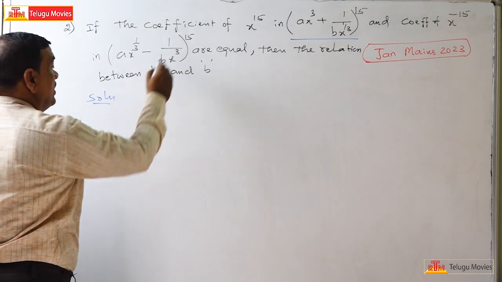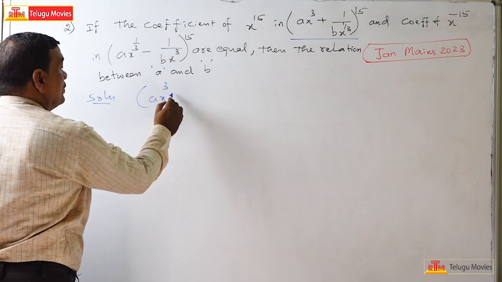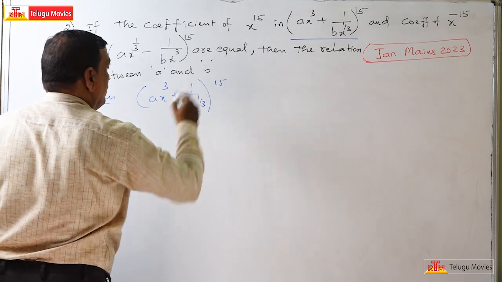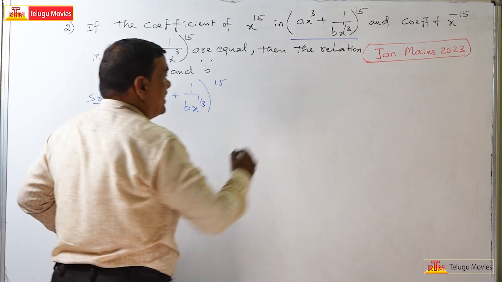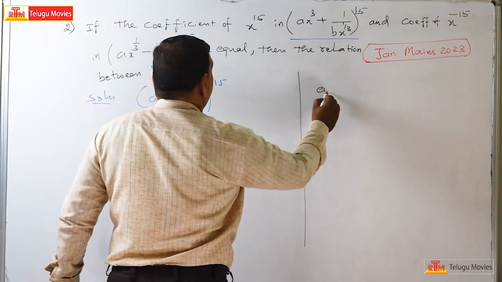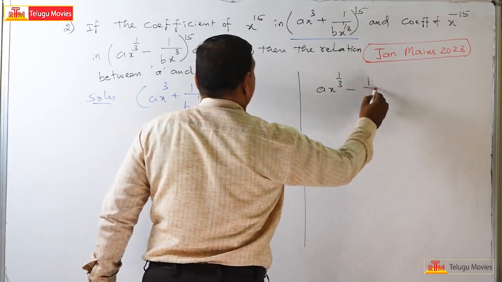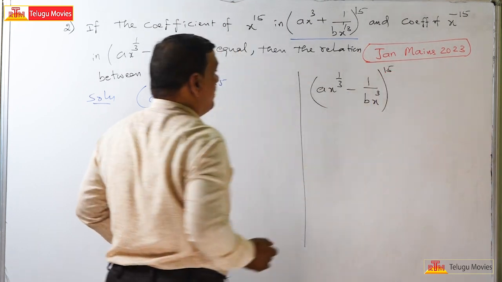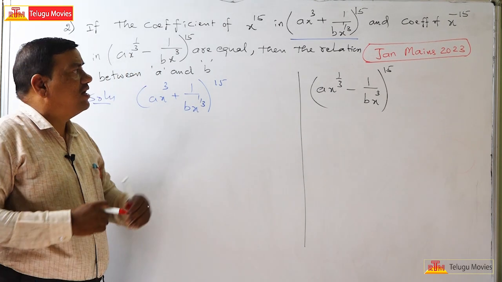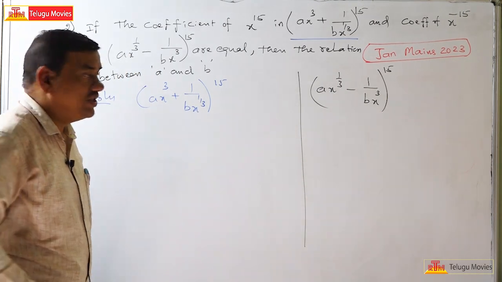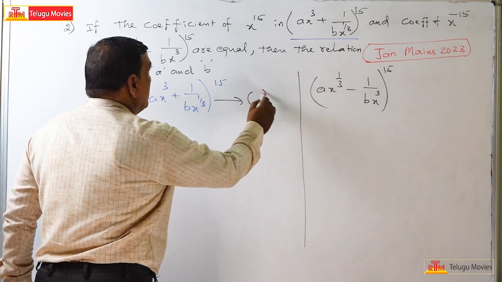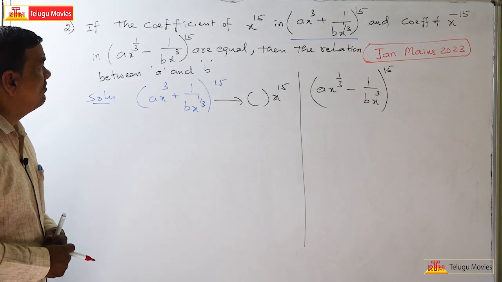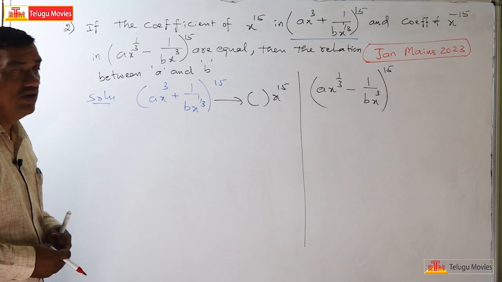First, what is the first binomial here? (ax³ + 1/(bx^(1/3)))^15. What is the second binomial here? (ax^(1/3) − 1/(bx³))^15. Okay, there are two binomials. So in the binomial, there will be 16 terms. In those terms, definitely one term will be the x to the power of 15 term.